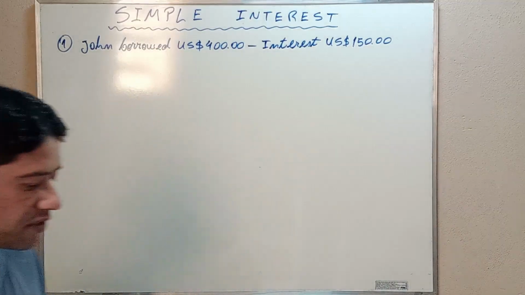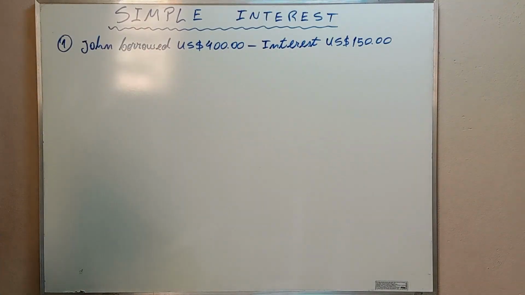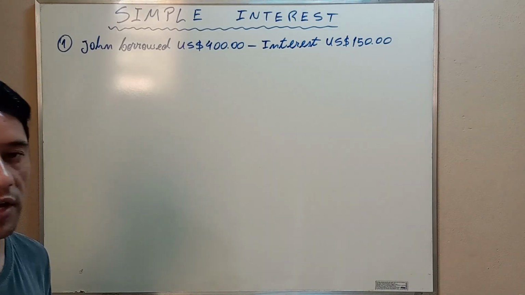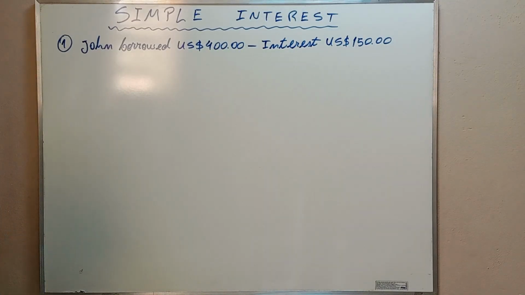Exercise number 1 says, John borrowed $400 from Bank X, which he repaid after 2 quarters. If the interest charged amounted to $150, what was the monthly simple interest rate applied by Bank X? Okay, my friends, this is the exercise. Let's go to the solution.